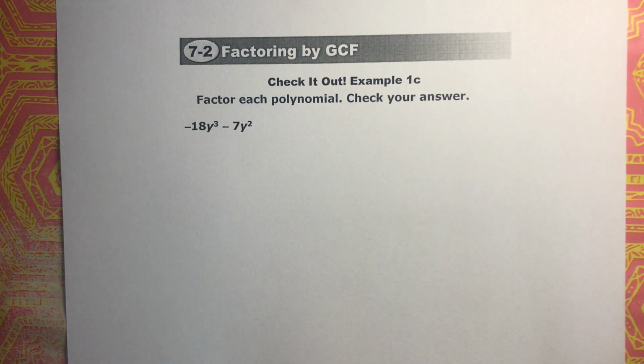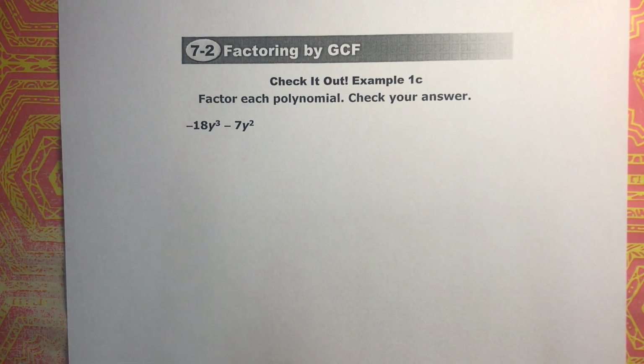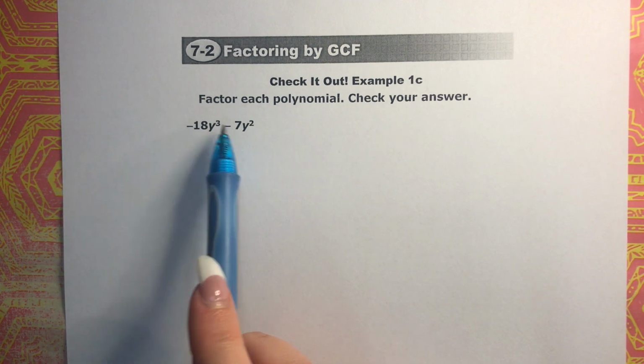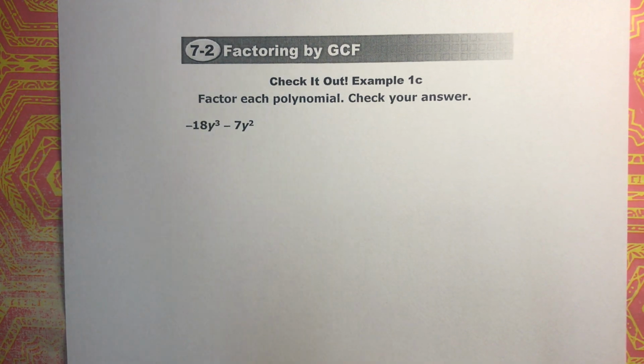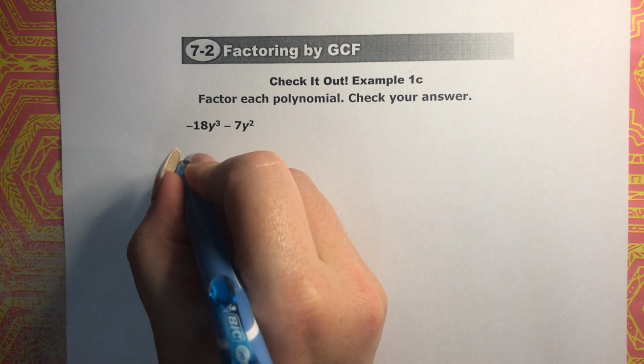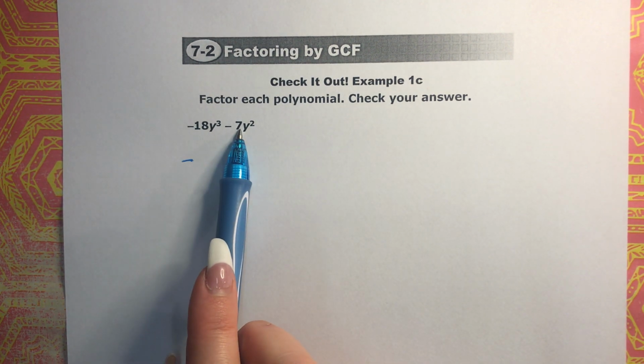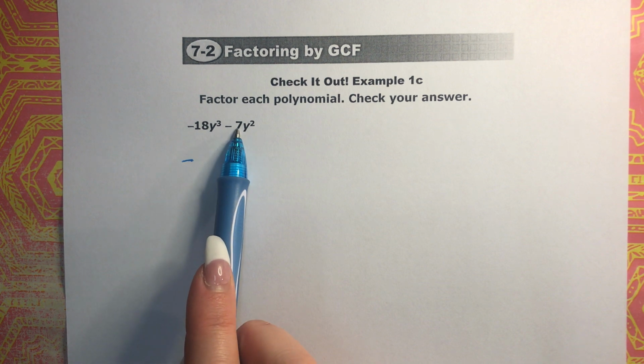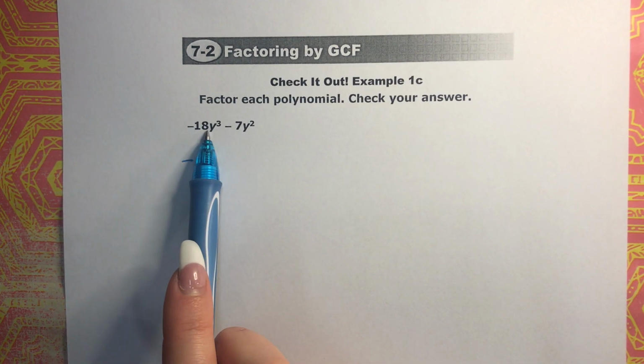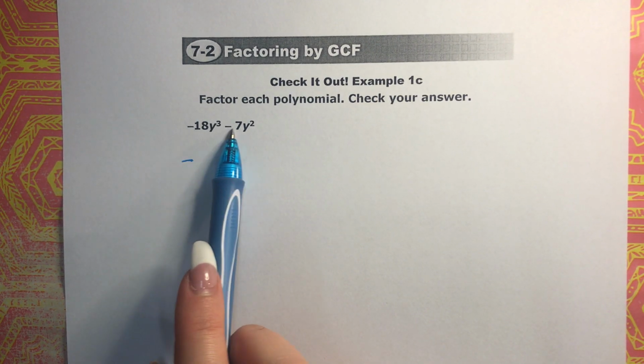Okay, let's see how you did on 1C. For this one, what I noticed right off the bat is there's a negative on both, so I know that I'm going to be factoring out that negative. I'm looking at the numbers now, 18 and 7. 7 is prime. The only factors are 1 and 7, and those are not factors of 18. So they don't have a common factor with the numbers.